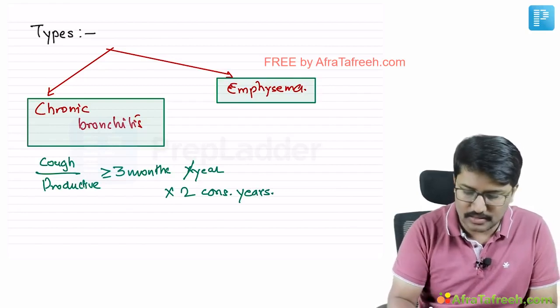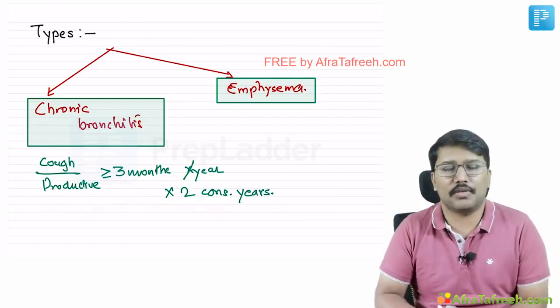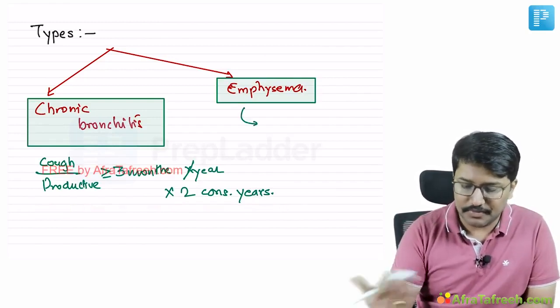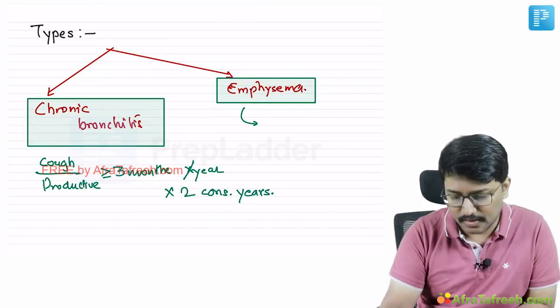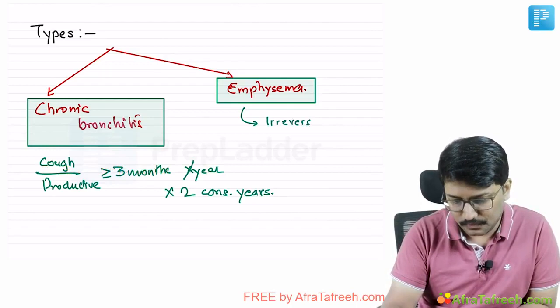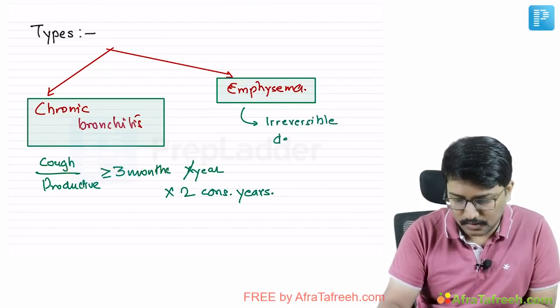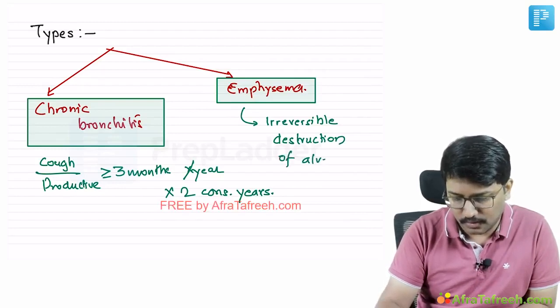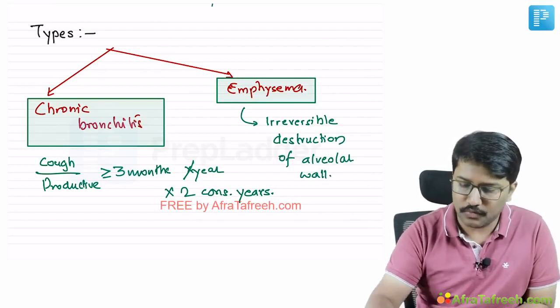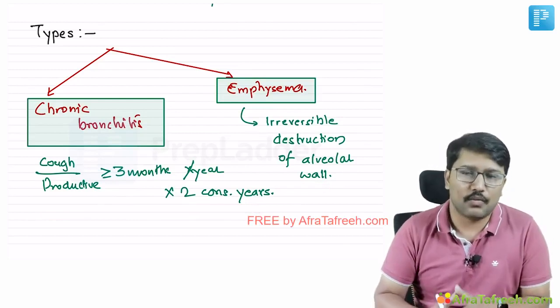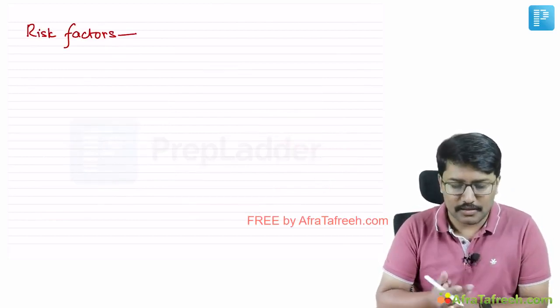So basically, for chronic bronchitis, the definition stems from the clinical understanding of the disease. On the other hand, for emphysema, the definition is pathological. So here we define emphysema as a variant of COPD where there is irreversible destruction of alveolar wall. Irreversible destruction of alveolar wall. That's the definition of emphysema. Going forward, we will understand a little bit about the pathogenesis of both of these. Now, let us move on to understanding the epidemiology of COPD.